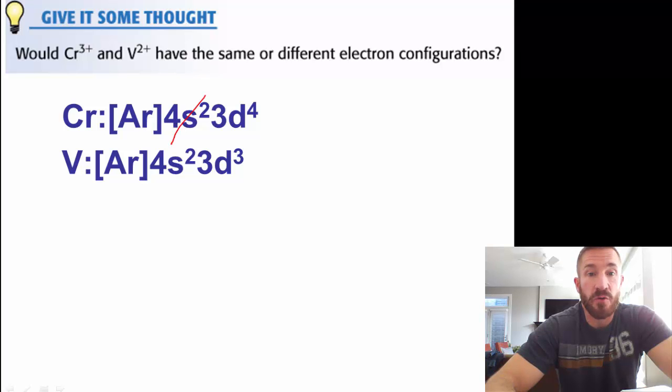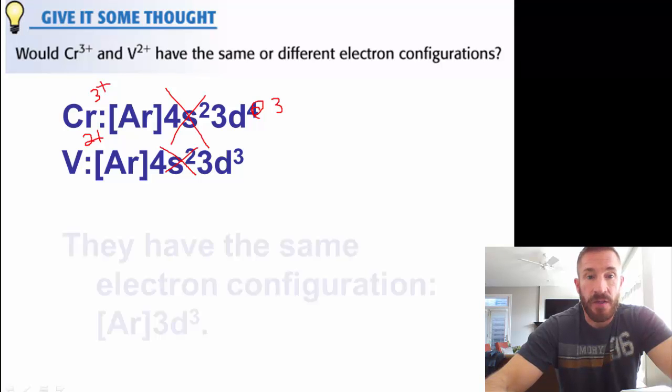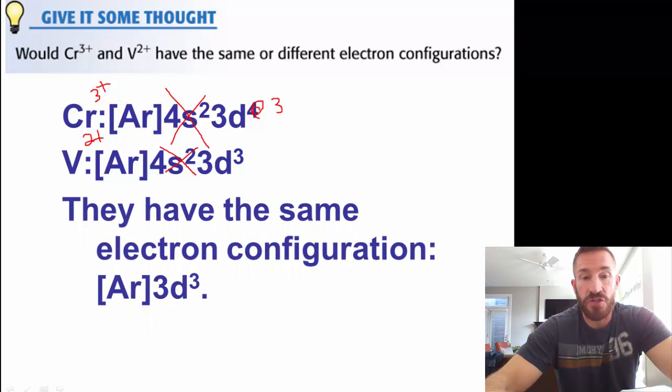the electrons that are going to be removed are always the valence electrons, and that would be the 4s first. And then if you take 3, you're going to take one of these 4s, and then that's going to be 3d3. So the electron configuration for the chromium ion is going to be argon in brackets and then 3d3. For vanadium, you're only going to remove 2 electrons, and so that's going to be removing those 4s2. So its electron configuration for vanadium 2+ is going to be argon in brackets and 3d3. And so they both have the same electron configuration of argon in brackets 3d3.